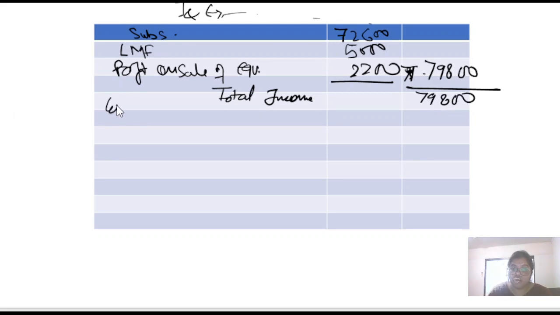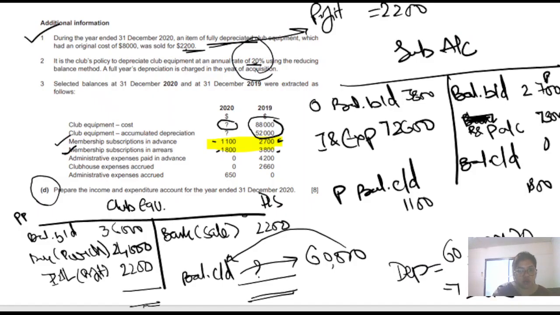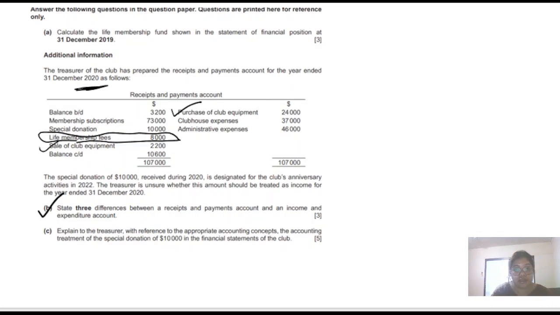So your total income is 79,800. Then you have to deduct your expenses. So what are your expenses? First of all, the first expense is depreciation on equipment, that is 12,000. We already calculated it through working note 1. So we can write it here directly. After that, whatever expenses you have, you have to write, and where do you get your expenses? From the receipt and payment account itself.